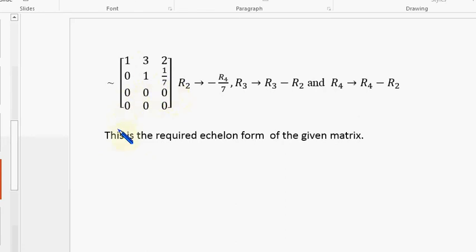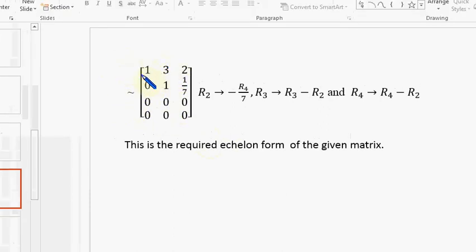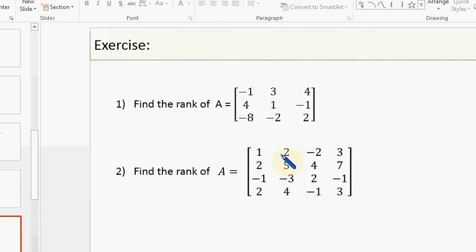This is the required echelon form, and the number of non-zero rows is 2, and the number of zero rows is 2. This gives the rank of the matrix, from the required echelon form of the given matrix. Next one, you can find some more examples. It is an exercise problem.